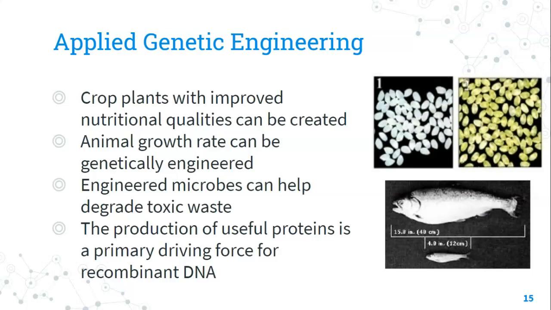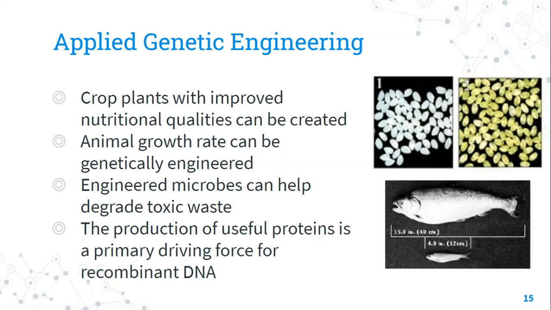Some ways that we've been able to apply genetic engineering in a positive way are listed here. We can improve crop plants with nutritional qualities, right? We can increase the amount of nutrition, which means that you can eat less but gain the nutrients that you may need faster. We can increase animal growth. Again, this helps with hunger around the world. If fish are bigger, they feed more people.